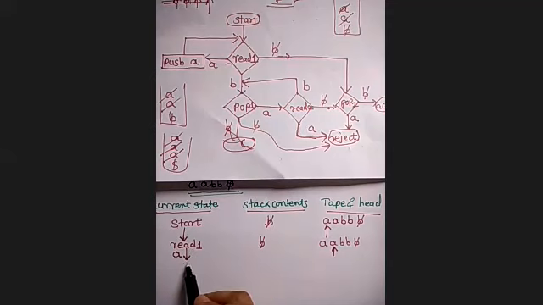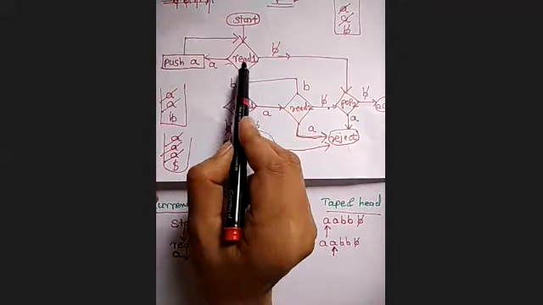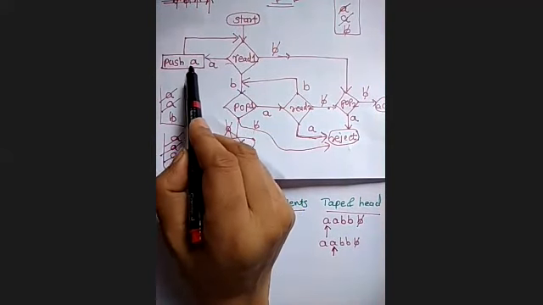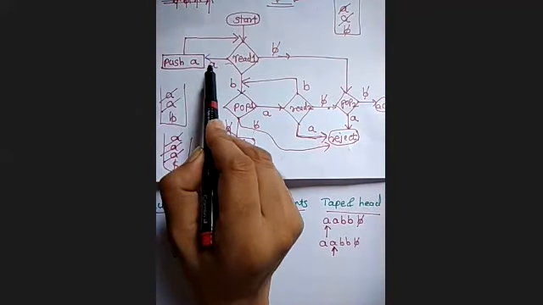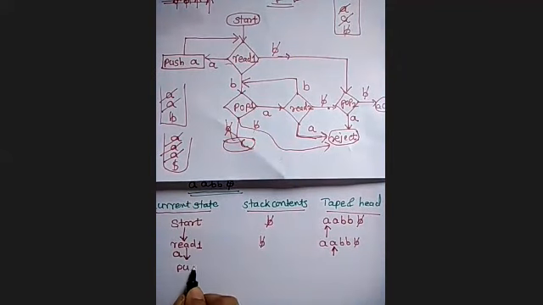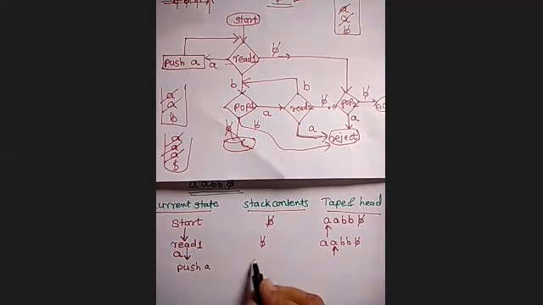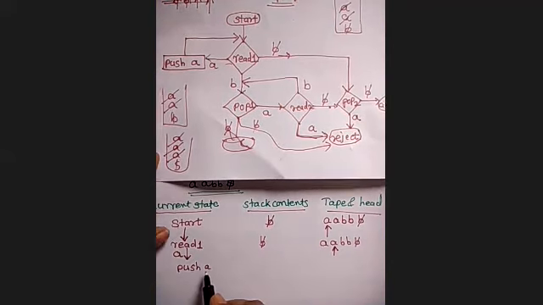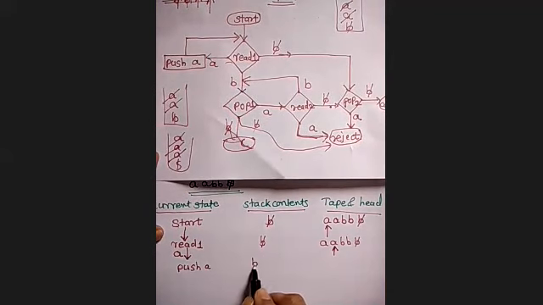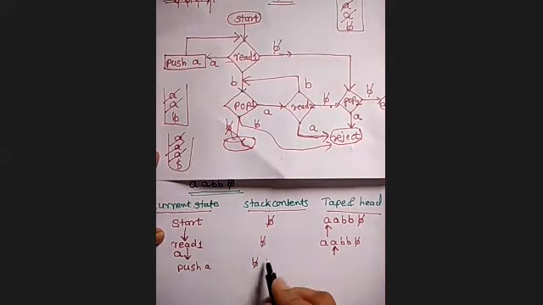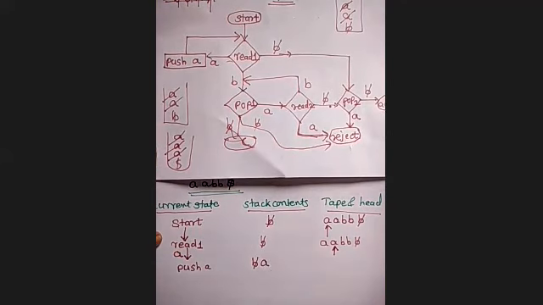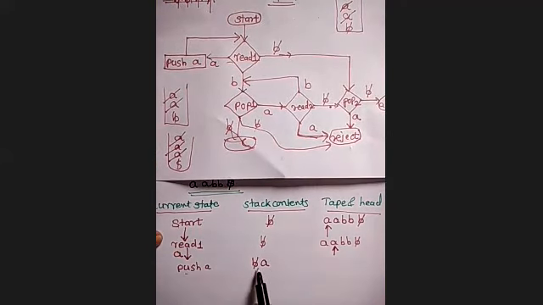So after reading A, what is the next step now? After read 1, the next is push A. Okay, so push A is the next state. So this also we are showing, push A. What will this push A do? It will push A on the stack. So blank was initially there. Now A is pushed here on the top of the stack. So push A pushes the A character on the stack.